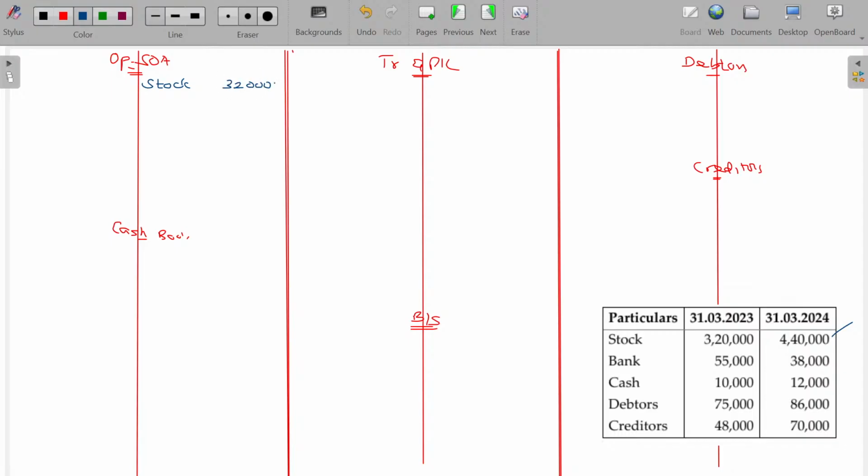Double entry. Another entry will go where? Trading account debit side, opening stock, this value being 3 lakhs 20,000. Closing value being 4 lakhs 40,000, asset in the balance sheet 4 lakhs 40. Parallelly, it should be posted in the trading account credit side, closing stock 4 lakhs 40,000.